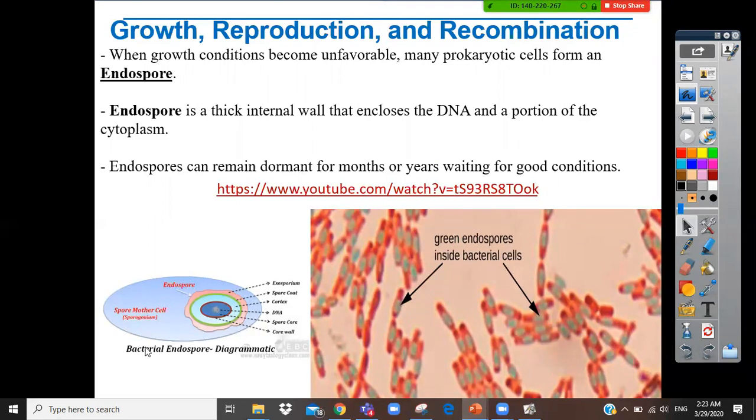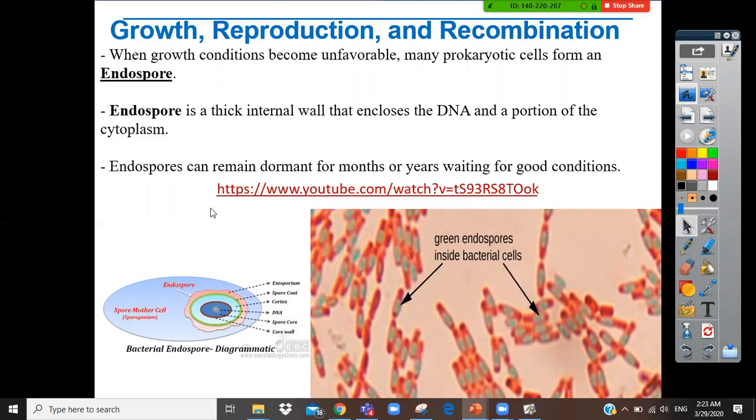This diagram is showing an endospore, and this picture here in front of you is a real picture under the microscope of endospores. These green structures are the endospores within the bacterial cell.